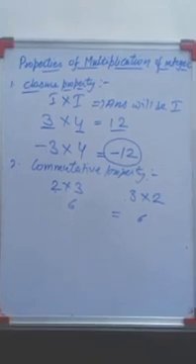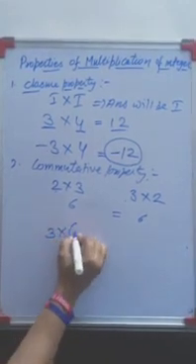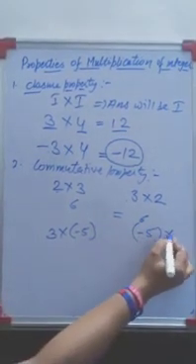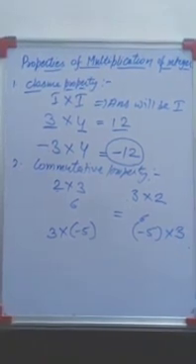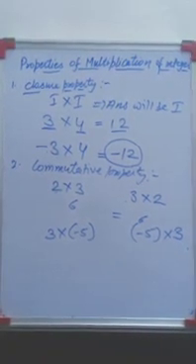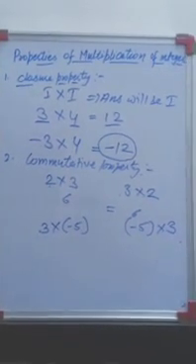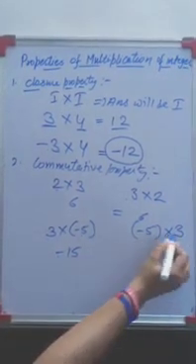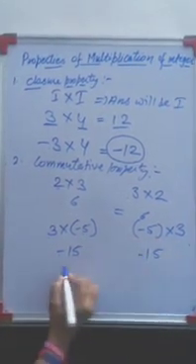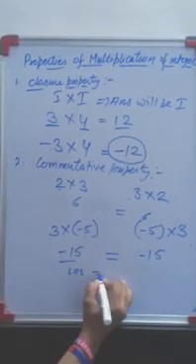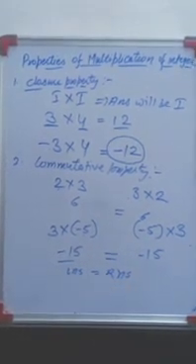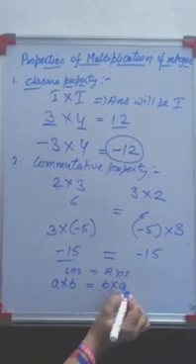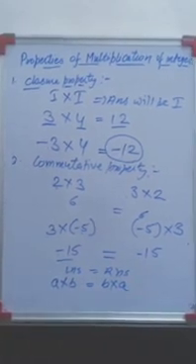Another example: 3 into minus 5, and now I write minus 5 into 3. I have just replaced the position of the integers. Are both equal or not? 3 into 5 is 15 and the sign will be minus. Again 5 into 3 is 15, minus. LHS is equal to RHS. Hence, we can say that A into B will be equal to B into A. This is the commutative property.